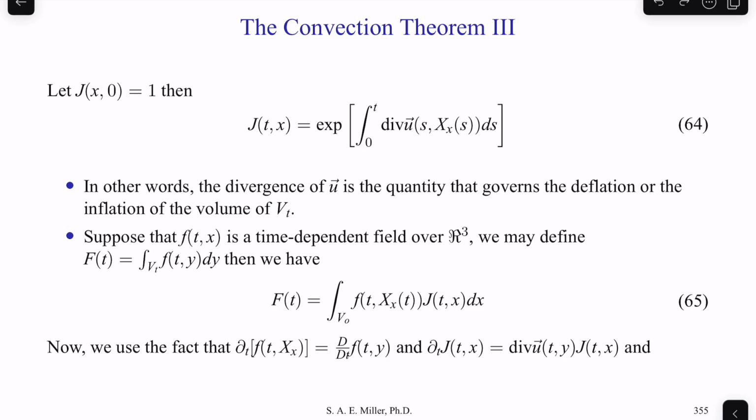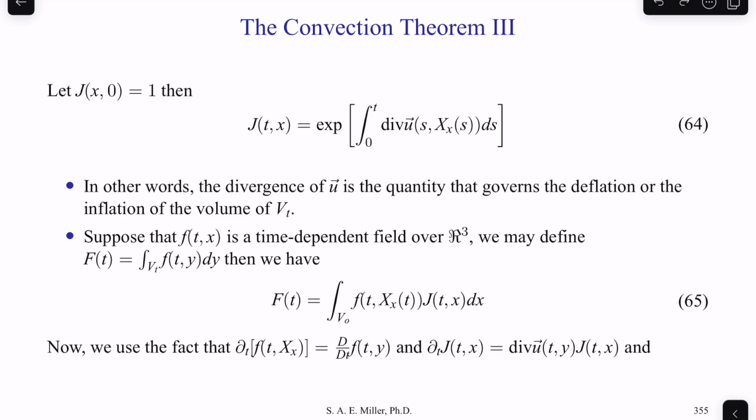So this means that if we have, say, f, a time-dependent field over 3 dimensions, we might define capital F as the volume integral in time of the time-dependent field variable f, which is a function of space and time, y and t, dy. We can write that as an integral over the volume of little f of x, t with the Jacobian we just defined.